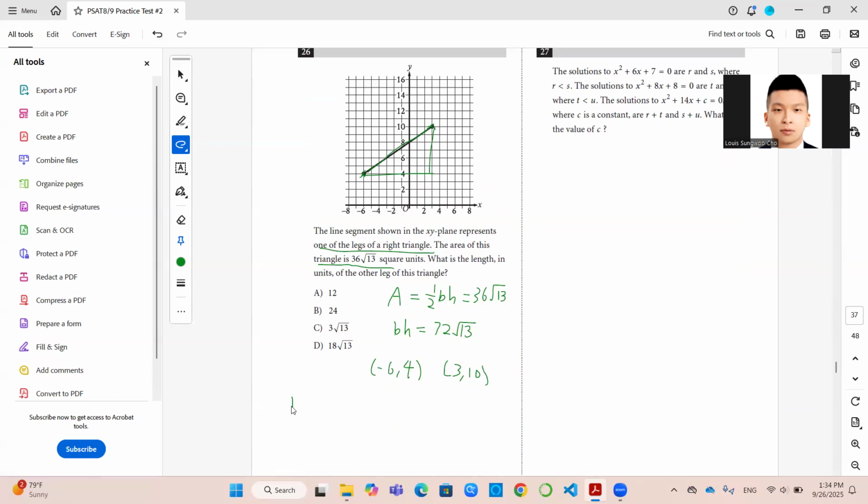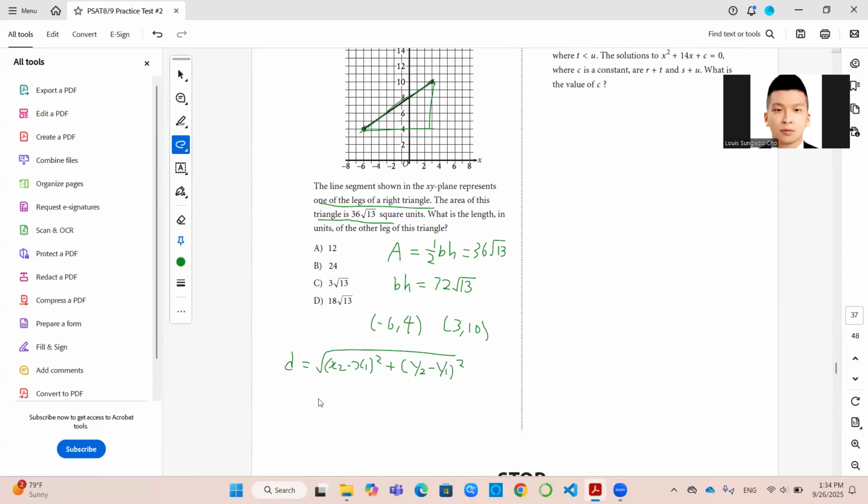And the distance is equal to square root of, okay. So what's 3 minus minus 6? That's, oh, here, I'll do this.